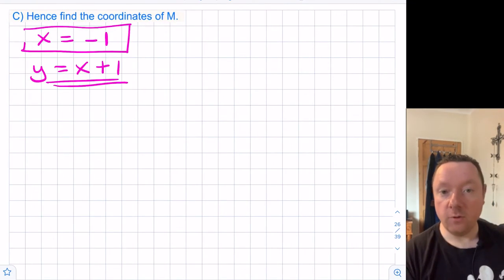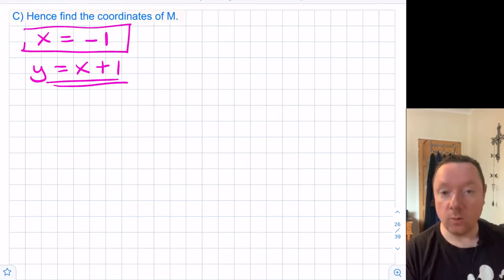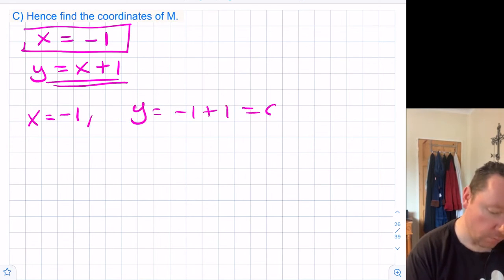Hence, find the coordinates of M, which remember was our point of intersection for these two lines. So there's our two lines' equations written out again. We know that x is minus 1, so we can just substitute it into y. Since x is minus 1, then y equals minus 1 plus 1, which is 0. So our point is very simple, in this case, minus 1, 0. And we're done.